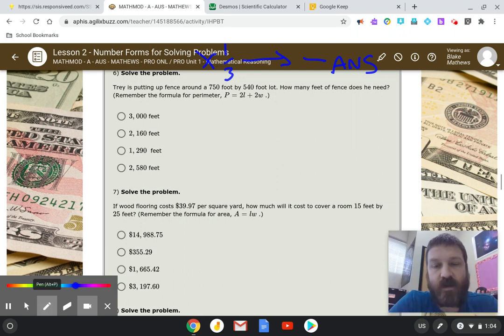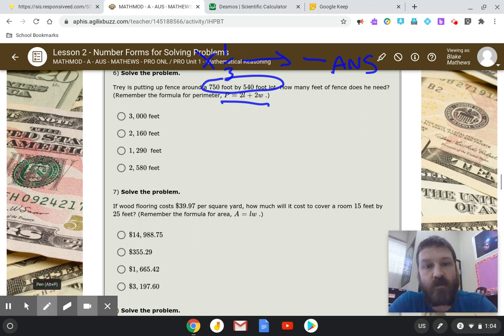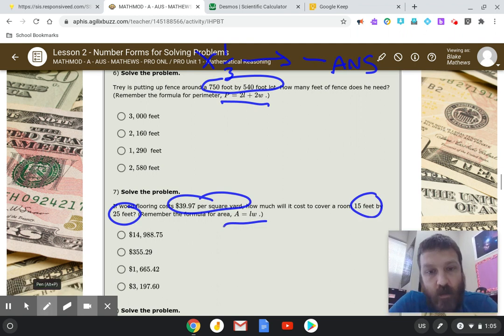These next two, I'm not going to say much about. You have a formula, you have dimensions, you need to plug those in. Same thing here. Okay. So, I will say on this one, you have the word per. Per means multiplication. Okay. So that's pretty straightforward.